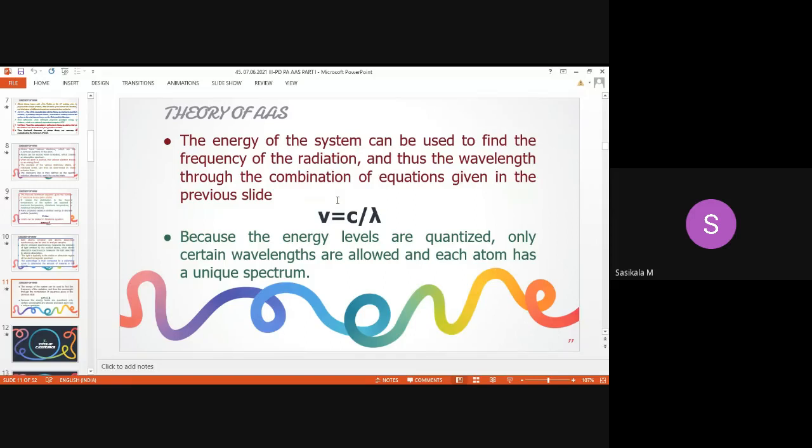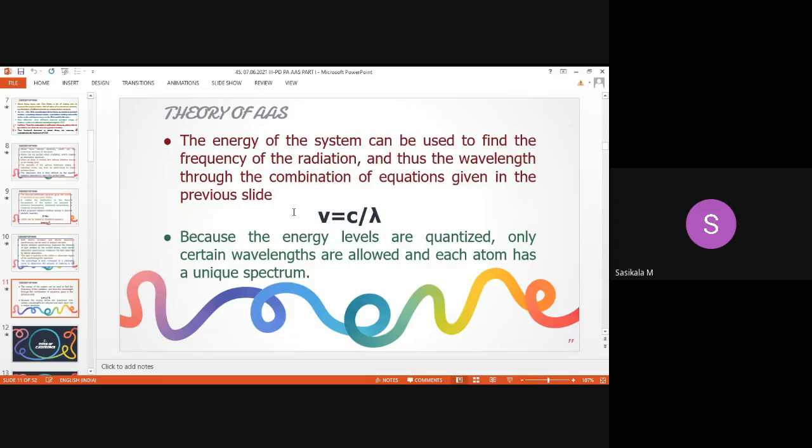When more waves pass through a point in a second, it will have high speed, right? If only fewer waves are passing through a point, it will have less speed. So velocity is directly proportional to frequency, whereas it is inversely proportional to wavelength. That is what this equation states.